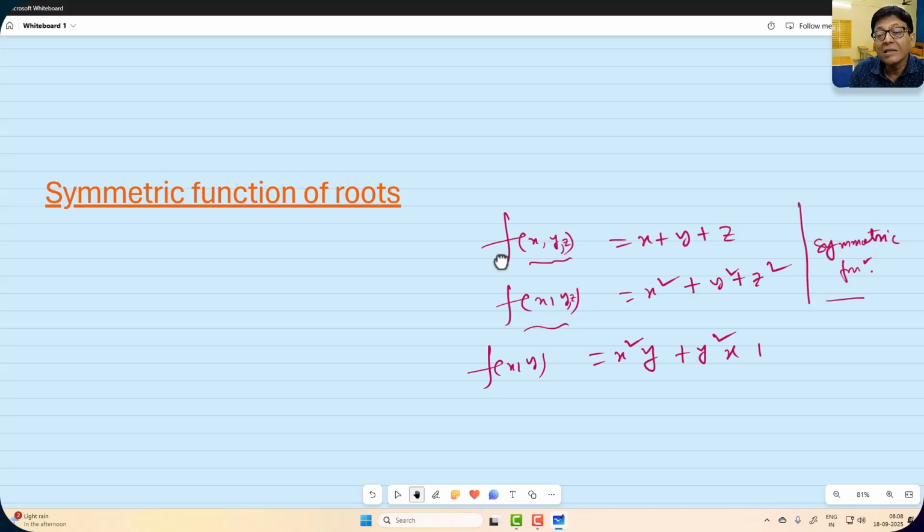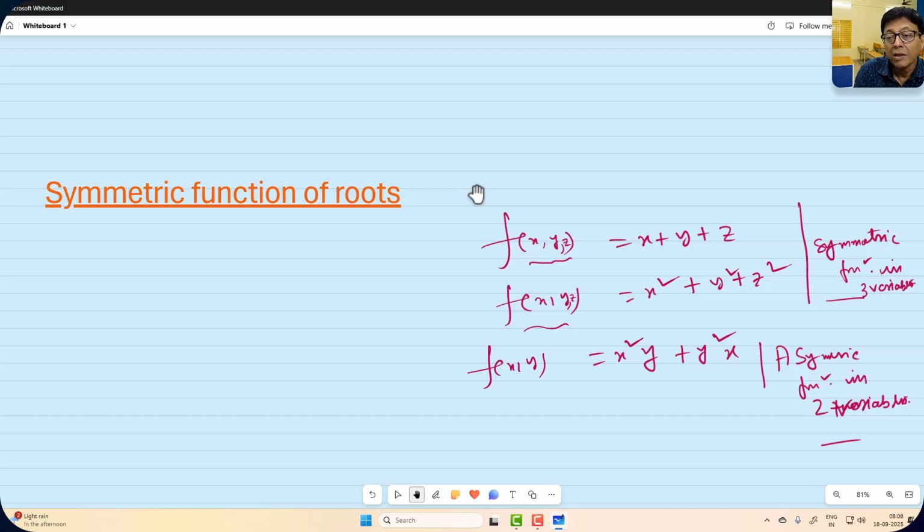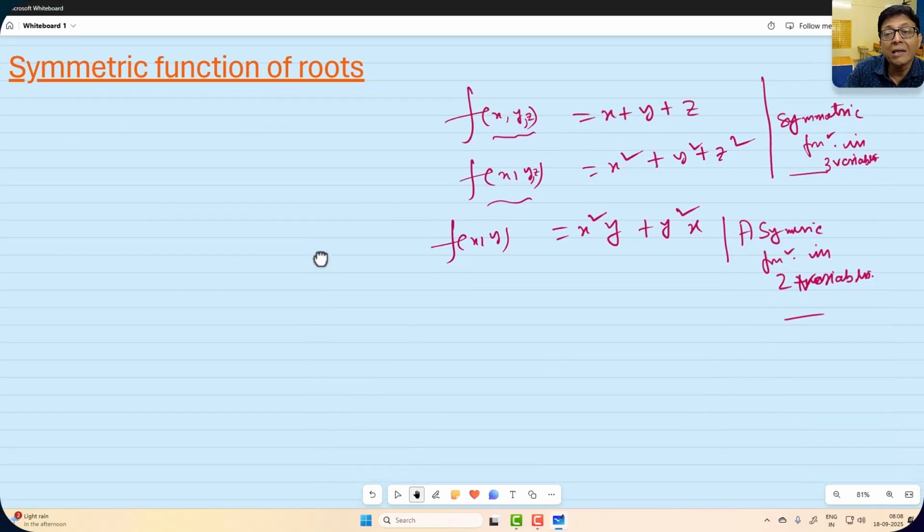What about this one? If f(x, y) equals x square y plus y square x, this is a symmetric function in two variables. This is a symmetric function in three variables. Now let us take another one.